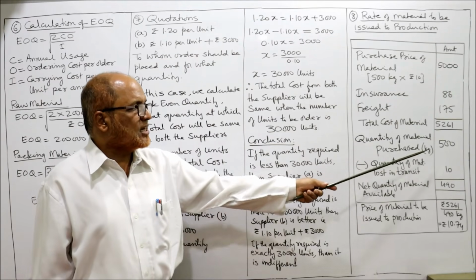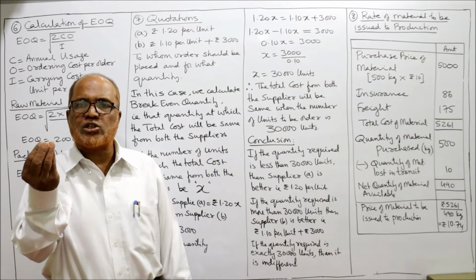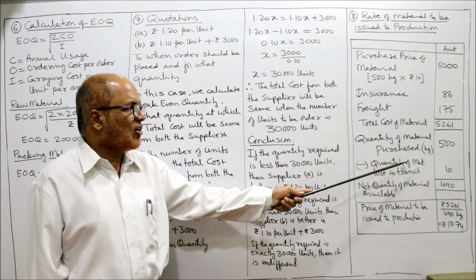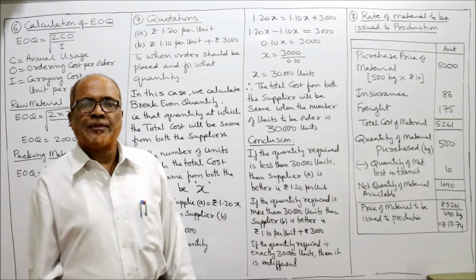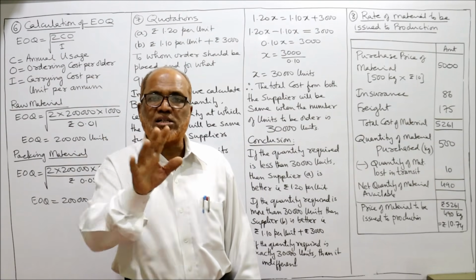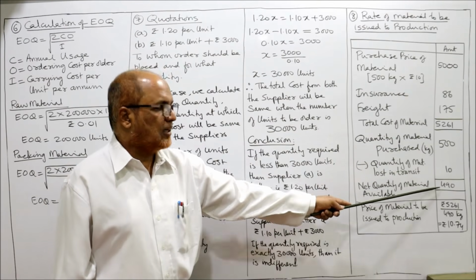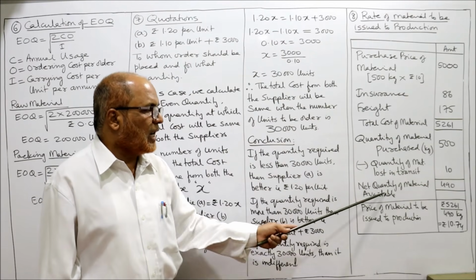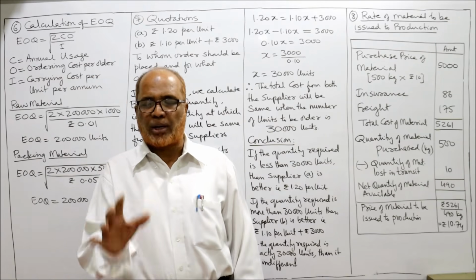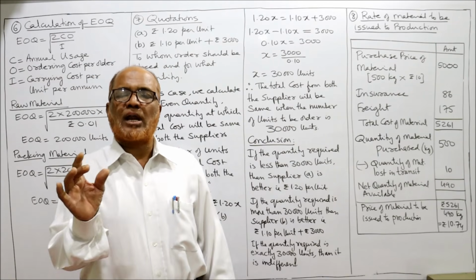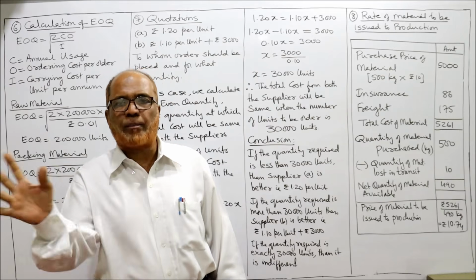Quantity of material purchased in kilogram, 500 kilogram material was purchased. And how much quantity of material lost in transit? 10 kilogram of material were lost in transit. So deduct 10 kilogram. So 490. This is the net quantity of material available for production. 490 kilogram is the net quantity of material available for production.